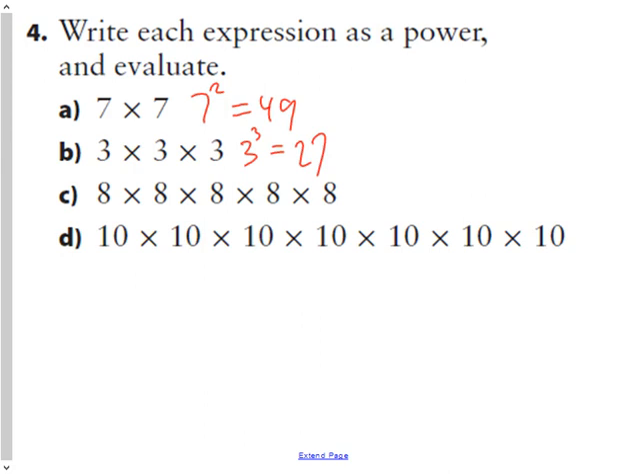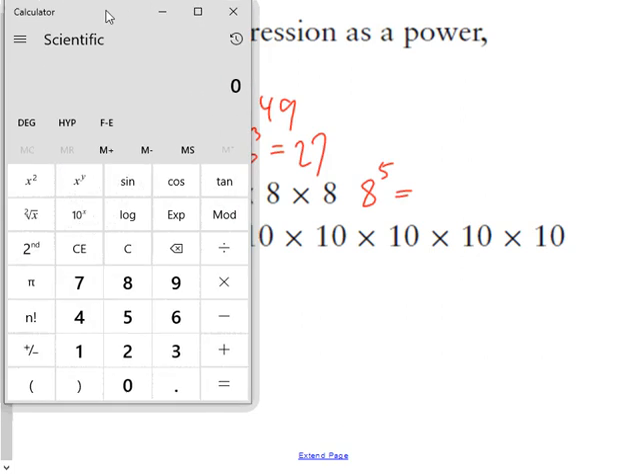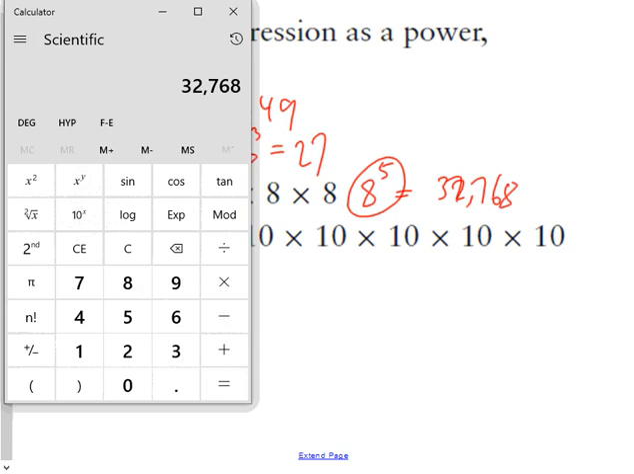When I have 8 multiplied by itself 5 times, it's 8 to the 5th. Now for this one, we're going to use a calculator. I'm going to show you how to use it properly. So I'm trying to write 8 to the 5th in a calculator. I could go 8 times 8 times 8 times 8 times 8 equals, and get 32,768. Or there's a little button right here, x to the y.